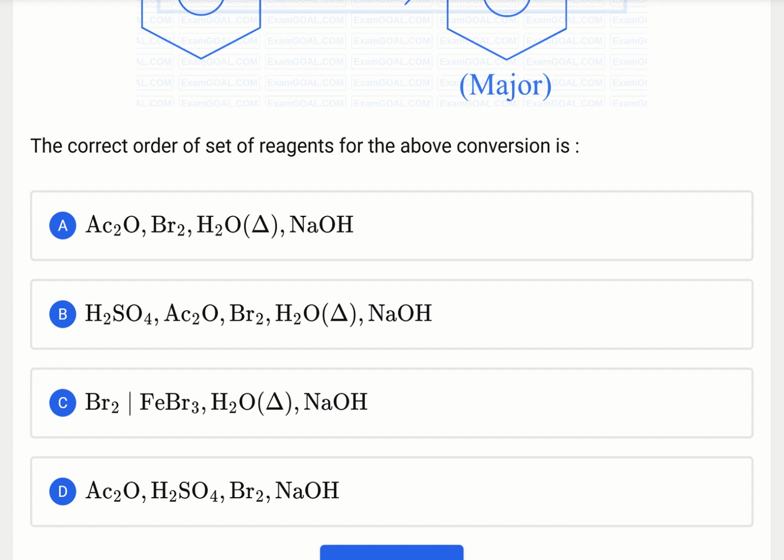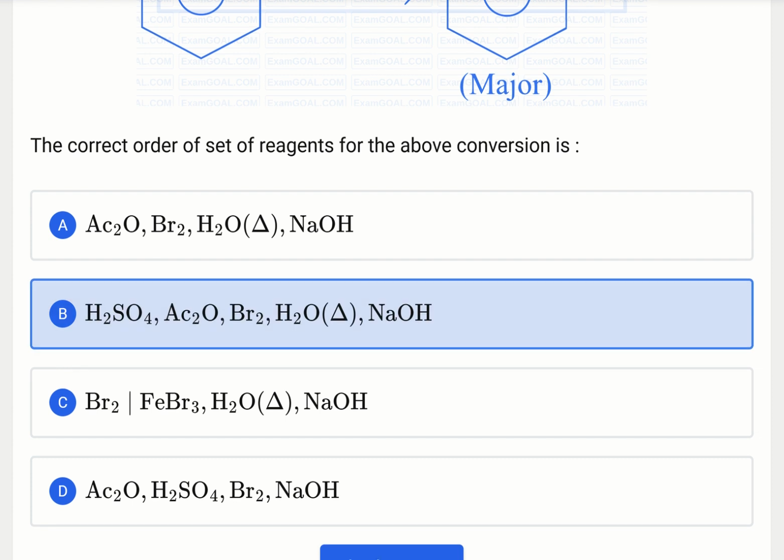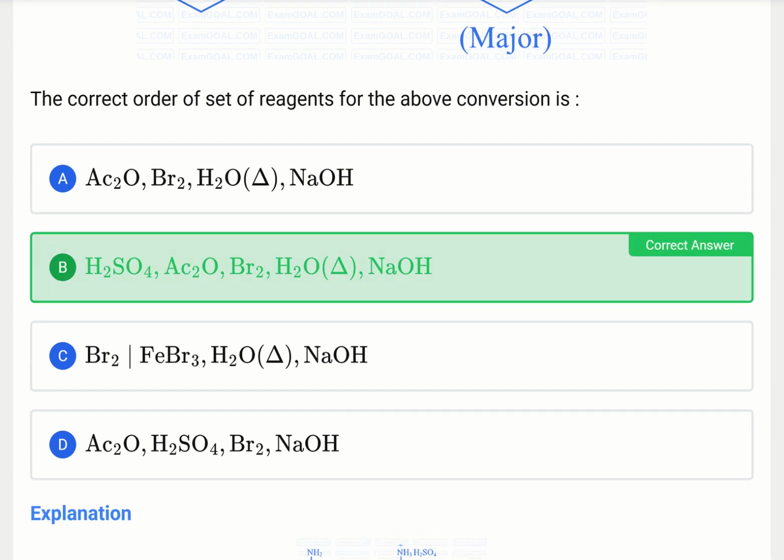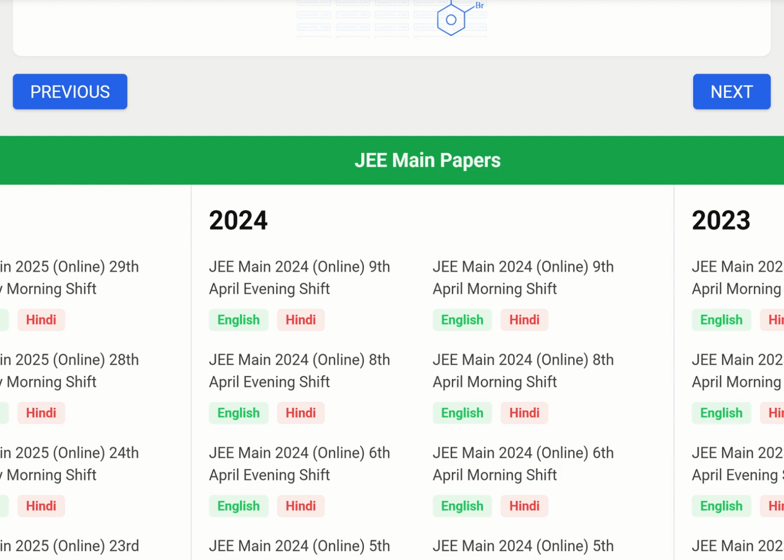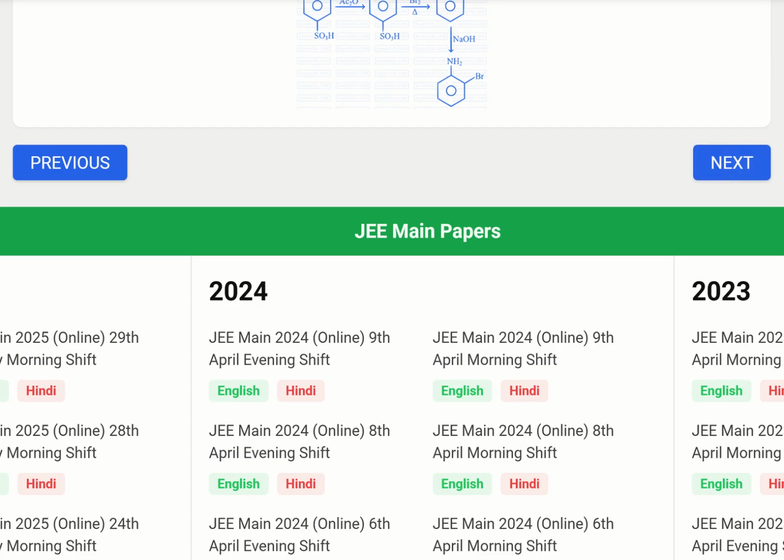So we just need to check the answer. Option B is my answer. I have to check. Yes, that's my right answer. So kids, always remember, before doing bromination of aniline, sulfuric acid is used. That is the trick for this question. Okay, moving to the next question.